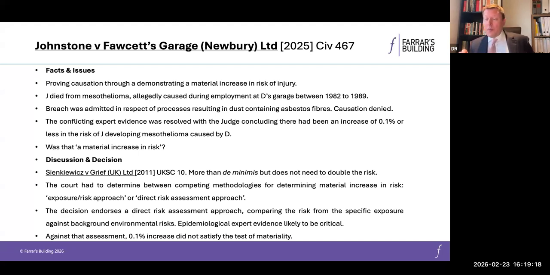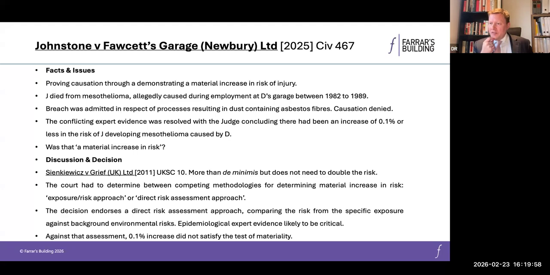Interestingly, the respondent had also proposed an absolute risk approach because they had medical evidence that the risk of contracting mesothelioma from working at that garage would in fact have been medically insignificant. And so the decision overall endorses the direct risk assessment approach when it's properly applied. So it rejects the more simple exposure risk equation, and it rejects the quite harsh absolute risk approach, the latter one would make any exposure automatically insignificant if it could be said to have been medically negligible.